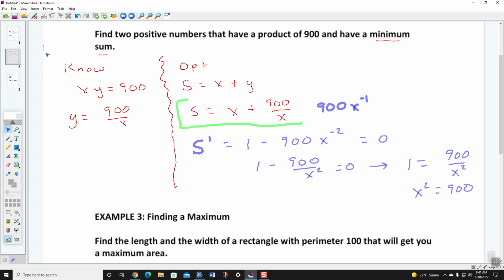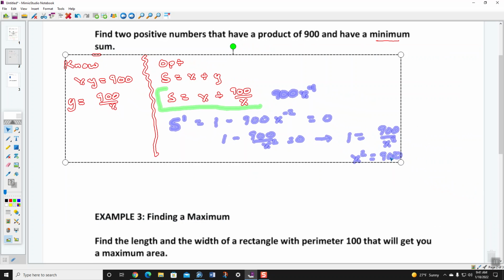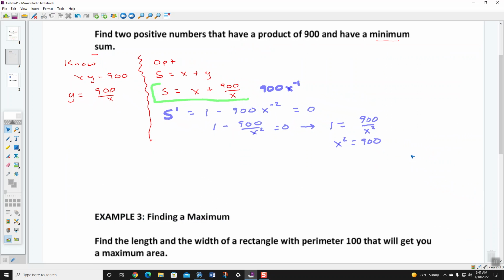What's the square root of 900? 30. Could also be negative 30, right? Which one am I going to use? Positive. It says we want 2 positive numbers, right? So the x value has to be what here? 30. Okay, I've only found one positive number, 30.